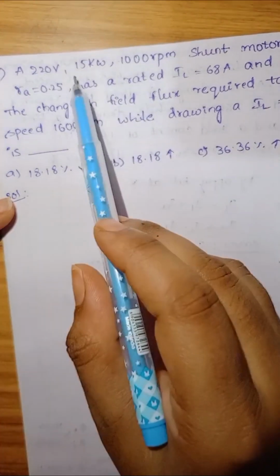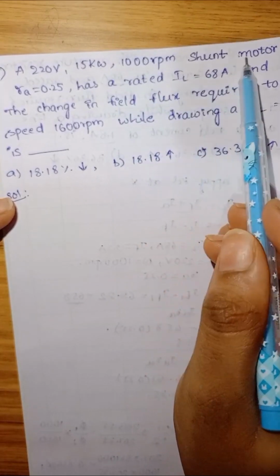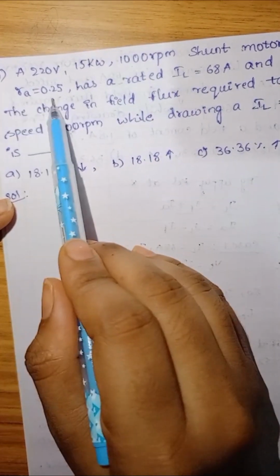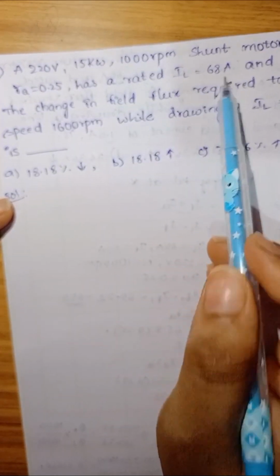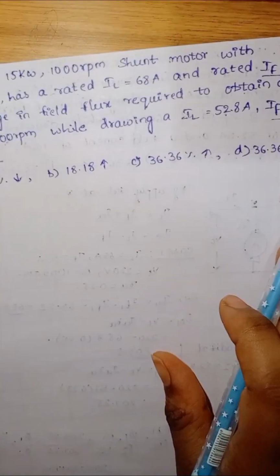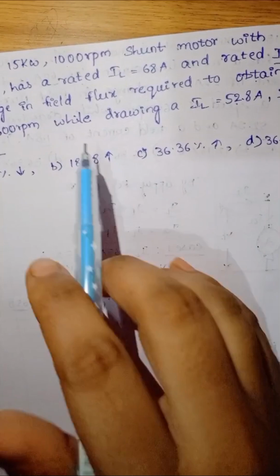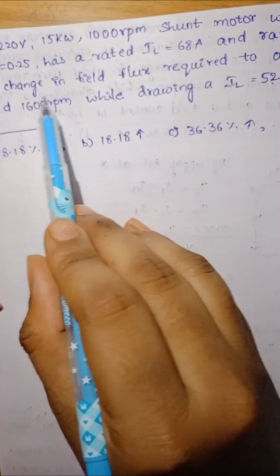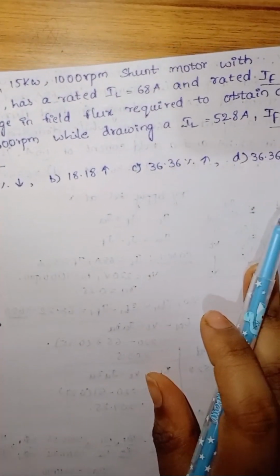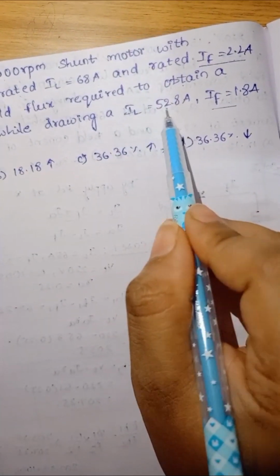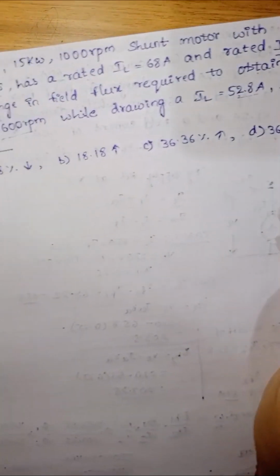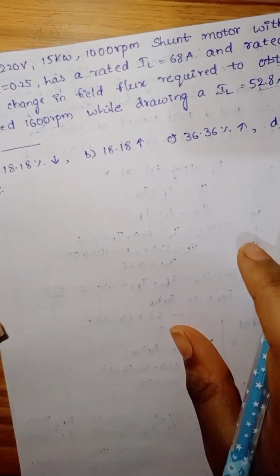A 220 volts, 15 kVA, 1000 rpm shunt motor has armature resistance 0.25 ohms, a line current of 68 amps, and a field current of 2.2 amps. He is asking to find the change in field flux required to obtain a speed of 1600 rpm while drawing a line current of 52.8 amps and a field current of 1.8 amps.